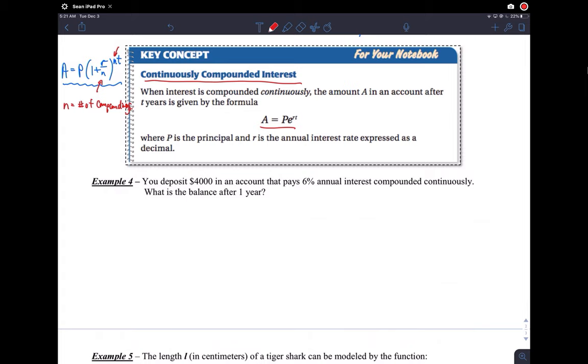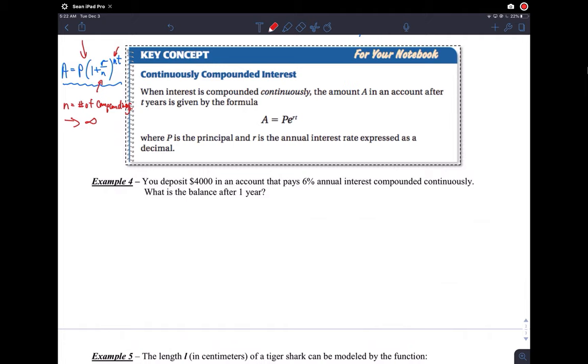So again, I would challenge you to take this function and this function, graph them together on your calculator, and then see what happens if you let n get bigger and bigger and bigger. As n approaches infinity, you're basically going to approach A equals P e to the rt. So that's what I mean by continuously compounded interest.